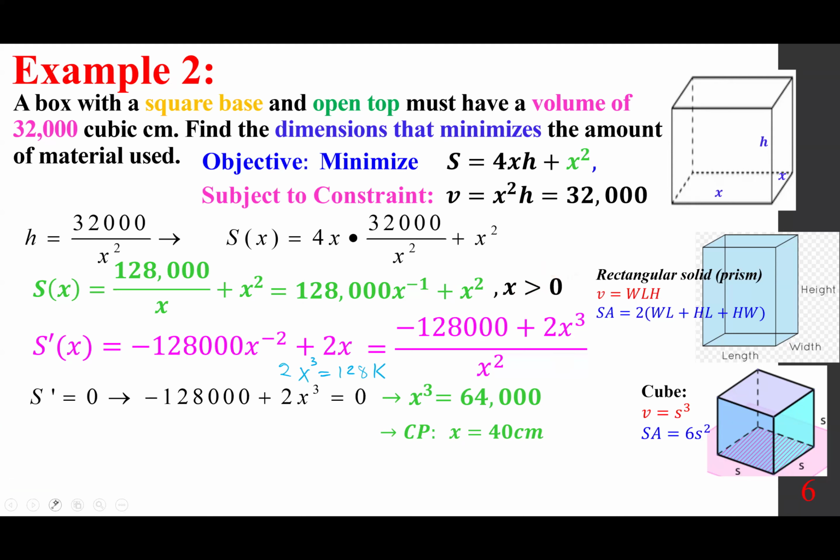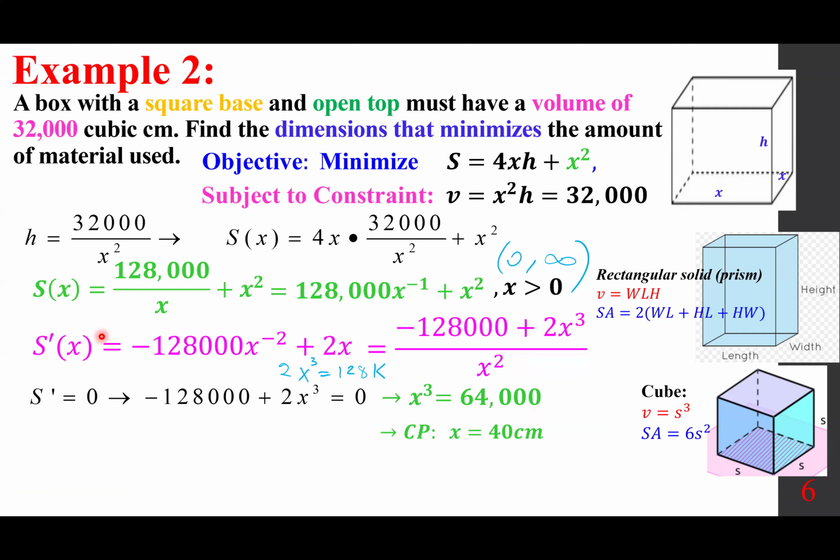We have an open interval. Let me rewrite this: 0 to infinity. We have one critical point. Whether it's going to maximize or minimize, it will be an absolute. So which one is it? We don't know. What do we do? Second derivative test right here.